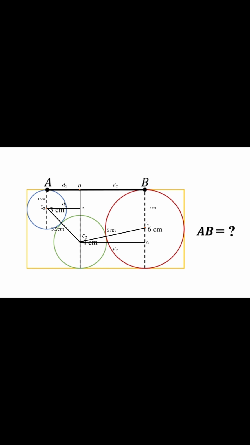Now we know that AC, the radius of the smallest circle, will be equal to 1.5. On substituting the known values, we will be getting D1C2 will be equal to 2.5. Similarly, C1D2 will be equal to 1 centimeter. Right now, we have made it as a triangle. We have got two triangles. So with the help of these two triangles, I can find D1 and D2.